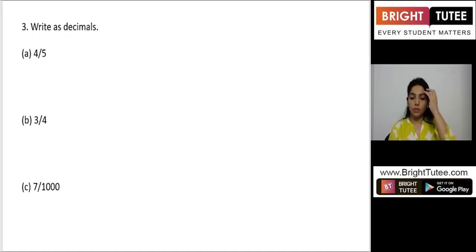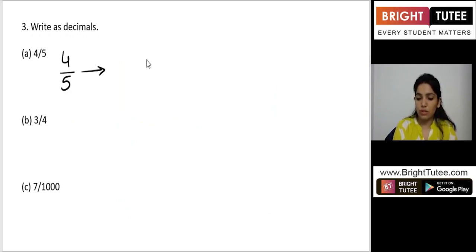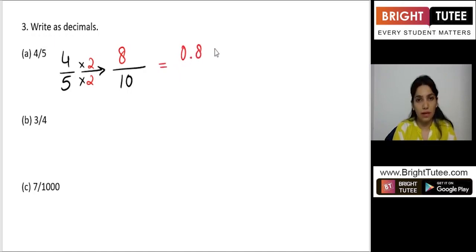Let's try this. Here we need to write this as the decimal. I hope you remember that when we are working with the decimals, we must have either a 10 or a 100 at the denominator so that we can convert a fraction into decimal. Okay, so here because it is 4 over 5, let us convert this into a number with 10 at the denominator. So what do we do? We times the numerator and denominator by 2 in order to do this. So 4 times 2 is 8 and the answer comes out to be 0.8. Clear?